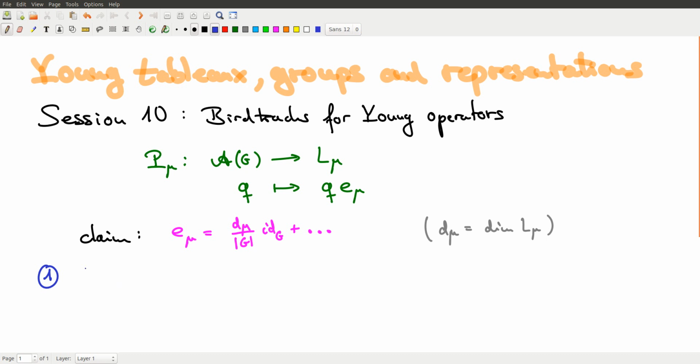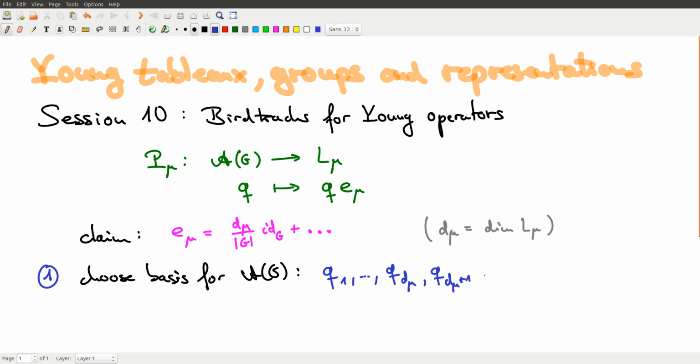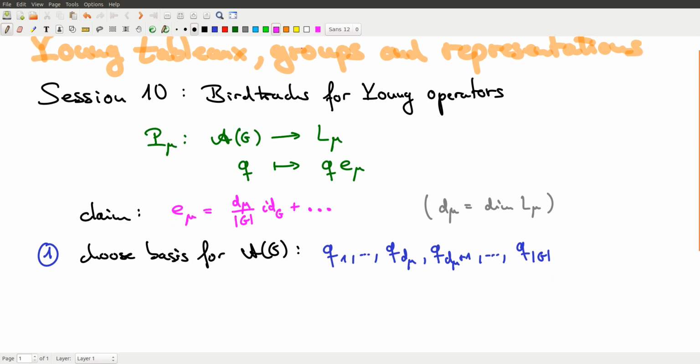So first we choose a basis for the group algebra in such a way that the first few basis elements are a basis for L_mu, and then we just continue, say, with q_{d_mu+1} up to q_{order of the group}, so that it's a basis for the group algebra. So the first few here, these should be a basis for L_mu.